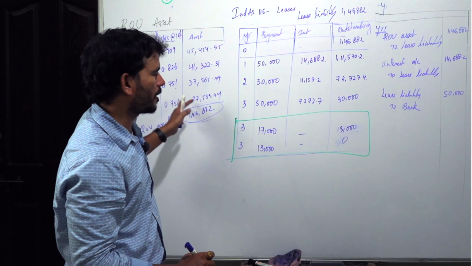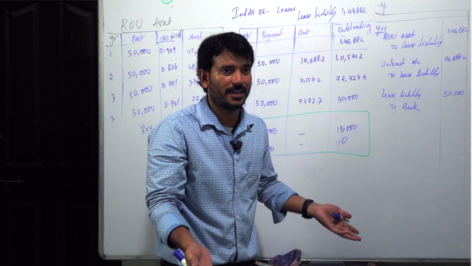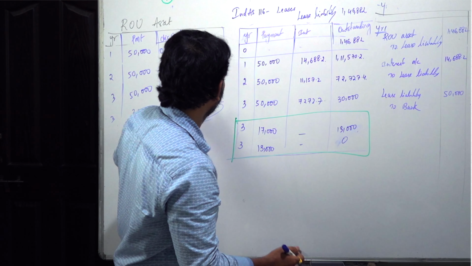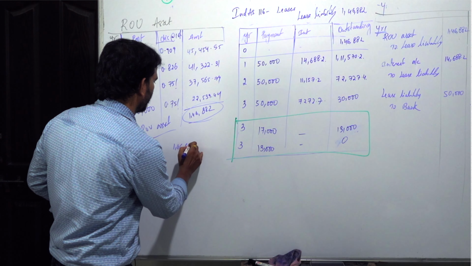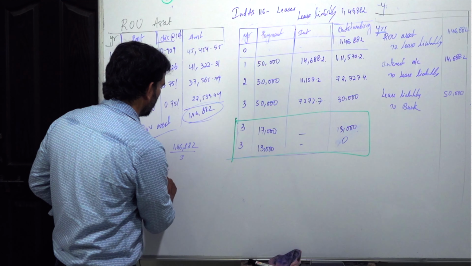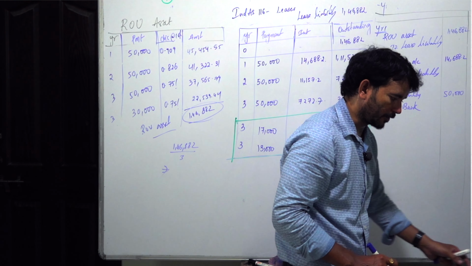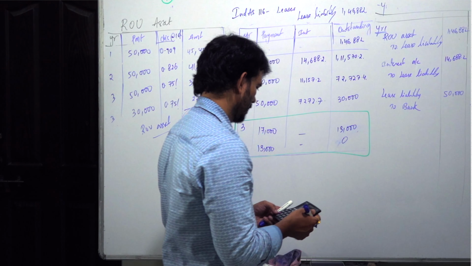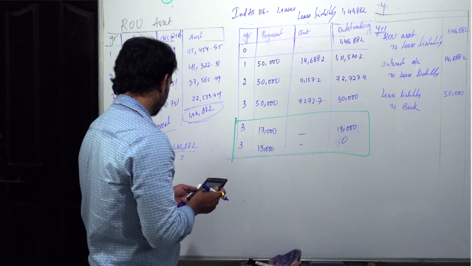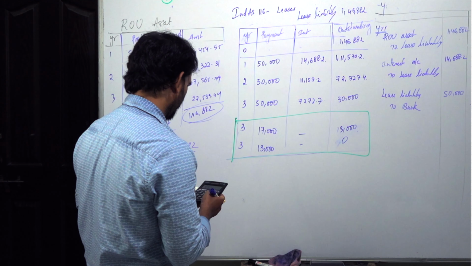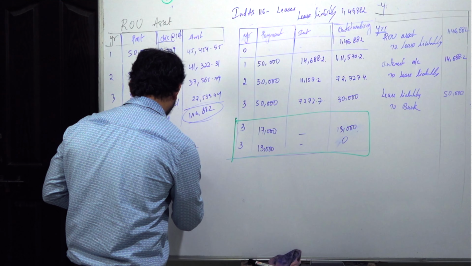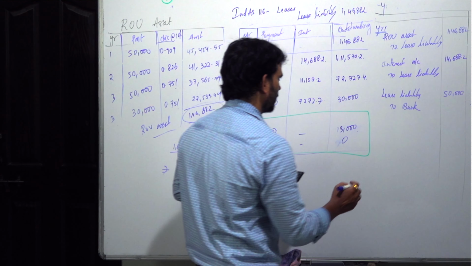But again, there is a depreciation concept also, because you are treating it as an asset, so you need to amortize it. So divided by 3. 1,46,882 divided by 3 will give you the depreciation for that particular year. 146,882 divided by 3, so 48,961, that will be the depreciation.